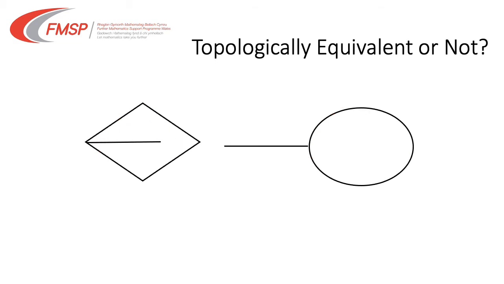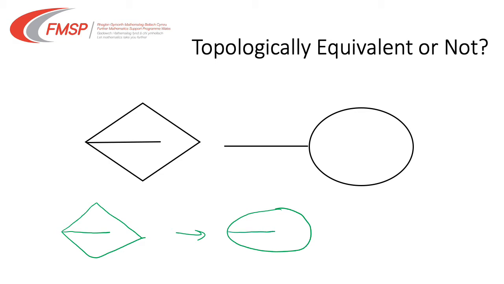Let's look at this too. What do you think? So let's start from this one. Clearly, I can reshape it into an oval, no problem. Or we can say an ellipse. So there are no problems. We already know these two are topologically equivalent. Now, this would be topologically equivalent, say, to this one. There are no problems.